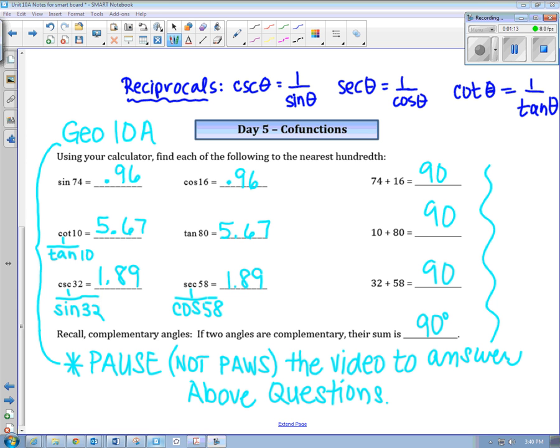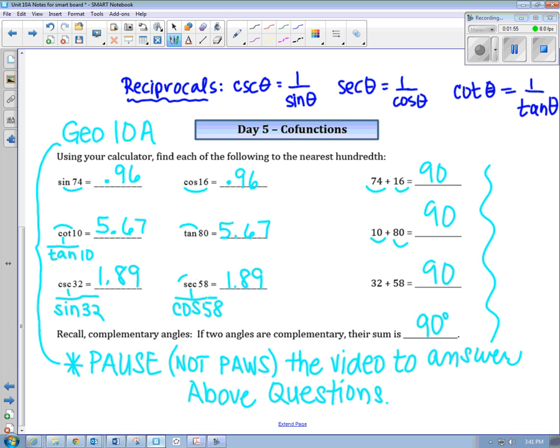So now that you've had a few minutes to go through and figure out the values of what was asked, they want you to notice that when you do the sine of 74 and the cosine of 16, sine and cosine are co-functions, get it, sine, cosine, that you get the same value. And then they point out over here that the angles you took the sine and cosine of add up to 90. Same thing in the next one. Cotangent and tangent are co-functions. They have the same value when the two angles that you're finding the tangent and cotangent of add to 90.